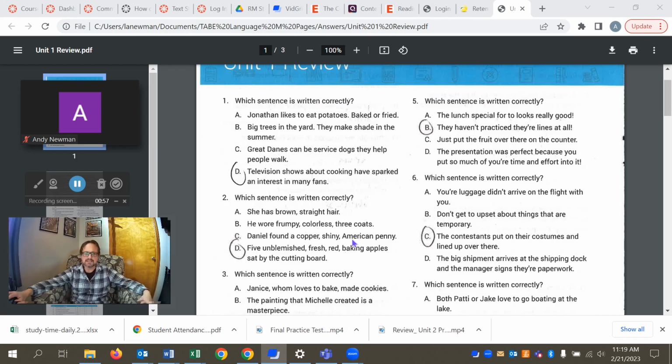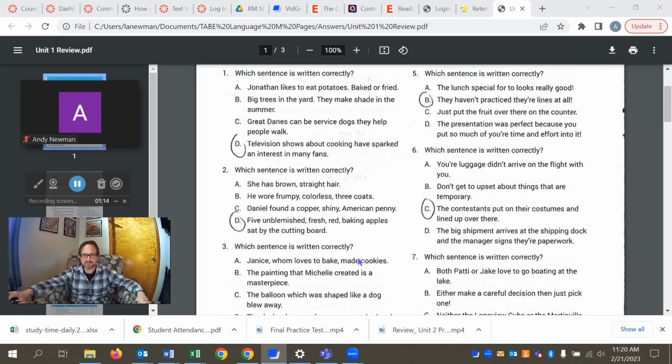Okay, two, the answer is D, and this is about adjective order. We have the adjectives in the correct order according to category. If you don't remember the correct order, go back to strategy 1. That was the first lesson here in Table Language M that covered that, but D is our answer.